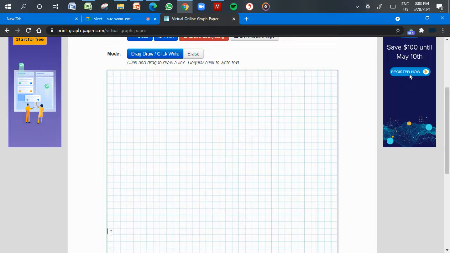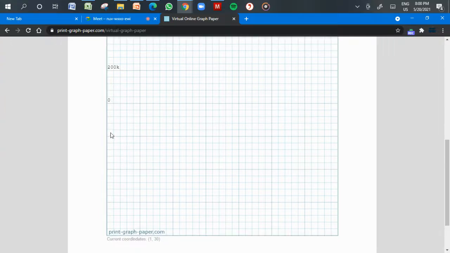Okay, let's start again. Here we have 0, then we have 200K, then 400K, then 500K, then 600K. Let's just end there. Then here we have minus 100K, minus 200K, minus 400K, then minus 500K. I think this one will work this time.